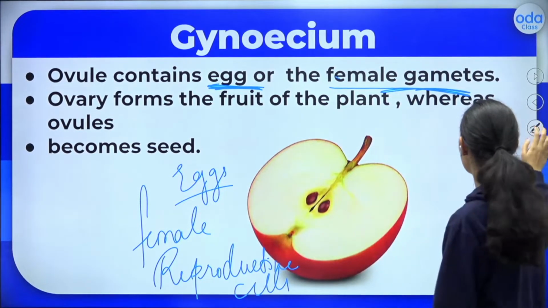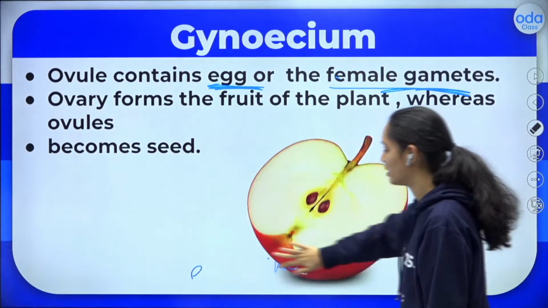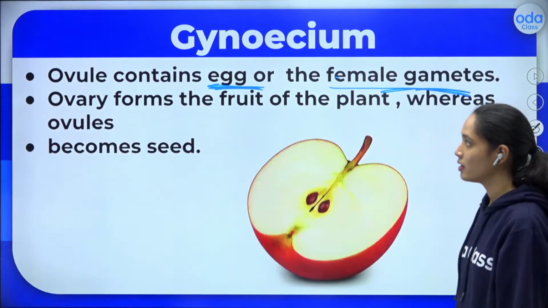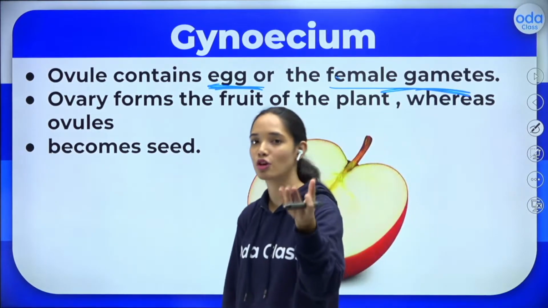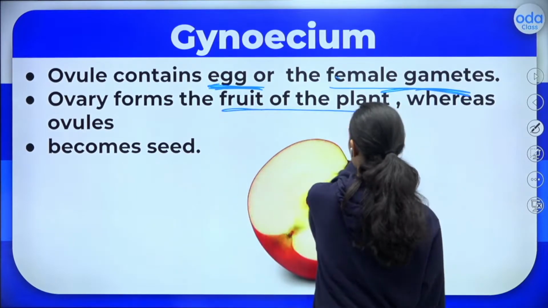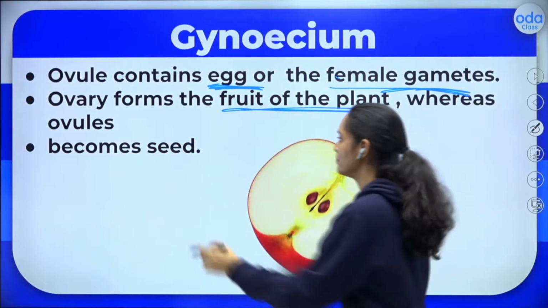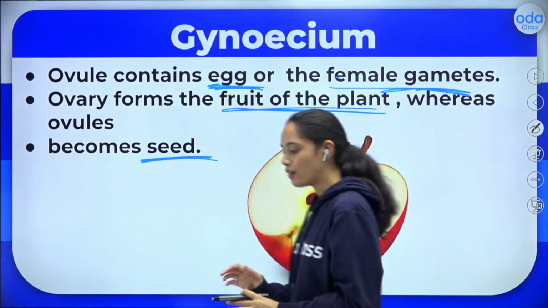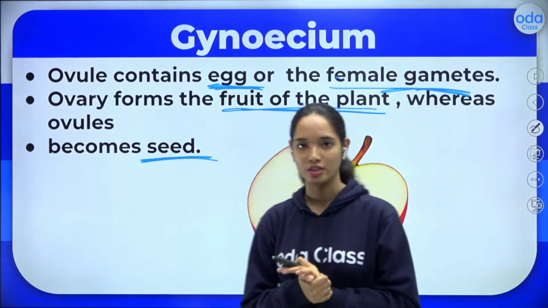So basically, we all enjoy fruits, isn't it? We all enjoy eating fruits. Yes or no, students? So basically, the ovary, the swollen base of the pistil, forms the fruit of the plant, whereas the ovules become seed. So now you understand why these different parts are present in the flower.